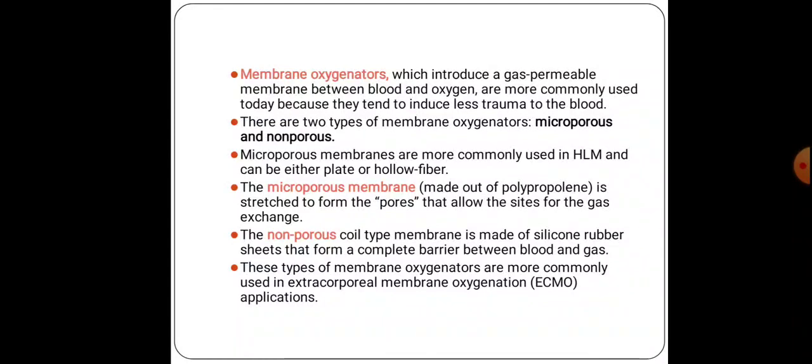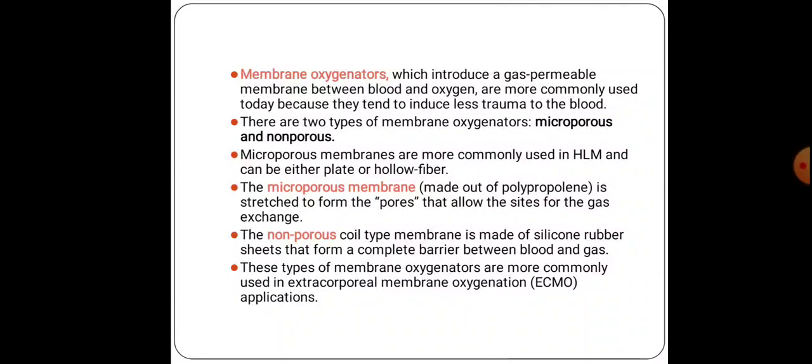There are two types of membrane oxygenators: one is microporous, another is non-porous. Microporous means it consists of pores. Non-porous means it does not consist of pores. Microporous membranes are commonly used in the heart-lung machine, and they may be either the plate type or the hollow fiber type. The microporous membrane is mainly made up of polypropylene.